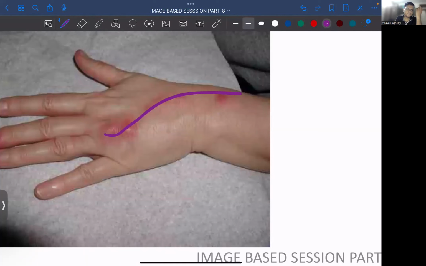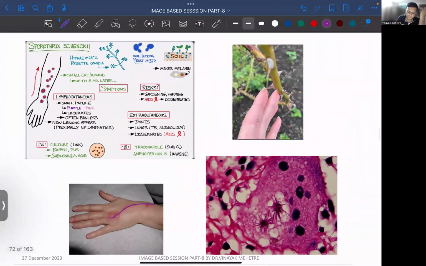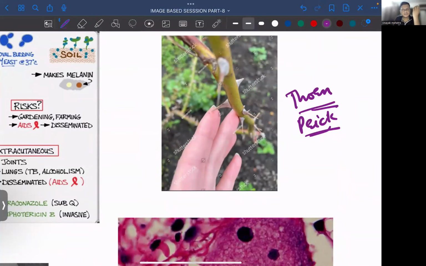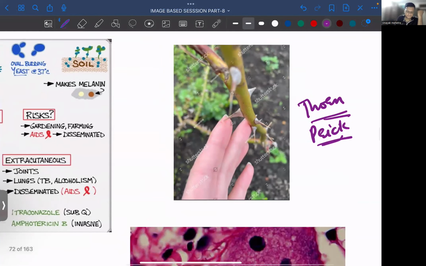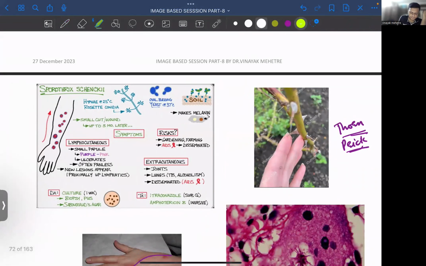दूसरी हिस्ट्री क्या होगी? के कपल went into garden and he or she had a thorn prick. Thorn prick. Okay, thorn prick. The disease name is what? Recent question है इस बार का. Sporothrix schenckii. Okay, lesion will be involving one lymphatic duct.